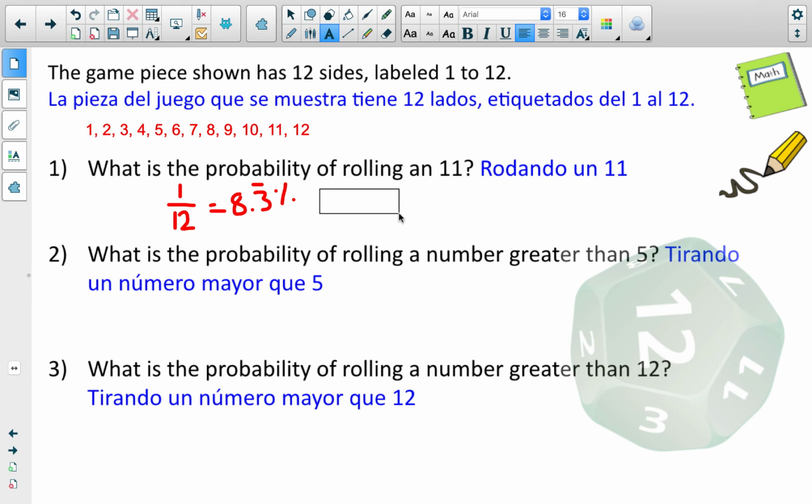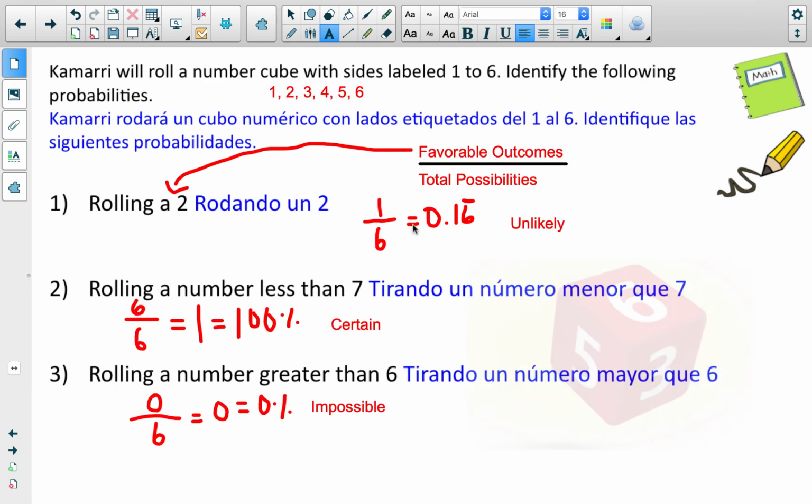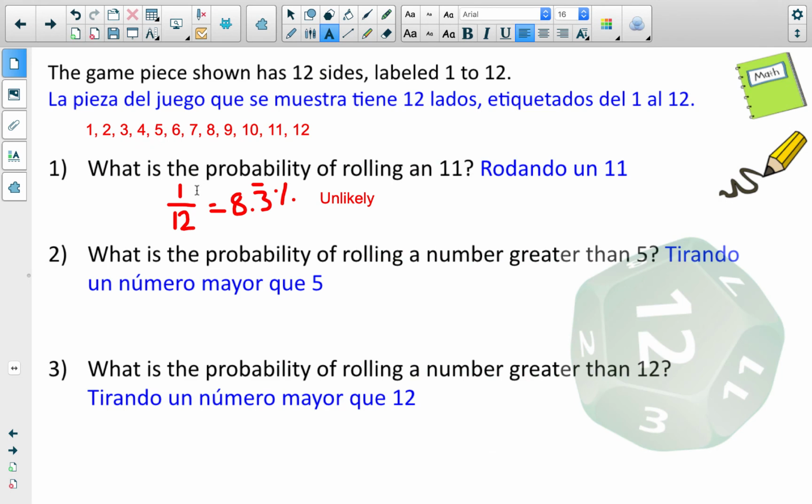That is very unlikely. That was less likely than our previous 1/6 because there's more sides. If you're looking for the number 11, you got 11 other sides to compete with. So there's only a 1 out of 12 shot. That's very unlikely. What is the probability of rolling a number greater than 5?